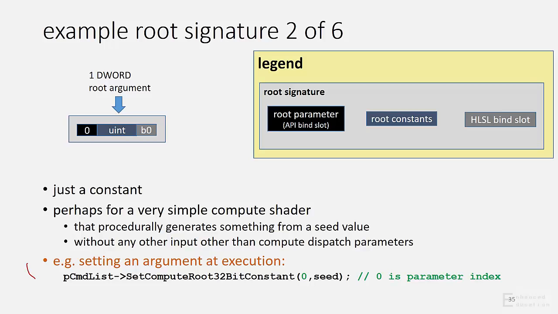And so here we see an example of how one might bind the root argument for this parameter at command list record time. In this example, it could be a seed value that's perhaps used in the shaders to procedurally generate something. Now, the fact that you see a uint here in this declaration is actually not relevant to the hardware at all. In fact, it's not even part of the root signature declaration. It's just shown here because it's something you as an application know that you want to put in this parameter.